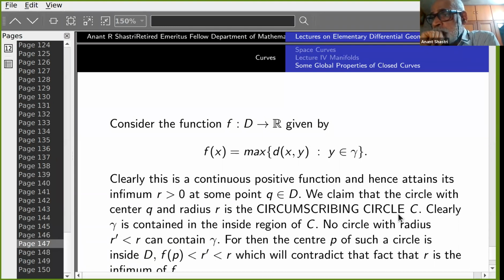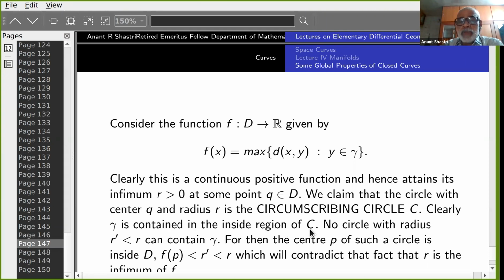Now what do we have to prove? We have to prove that this circle C contains gamma, and that any circle of smaller radius than that will not contain gamma. So two things you have to prove. Clearly, gamma is contained inside the region C.